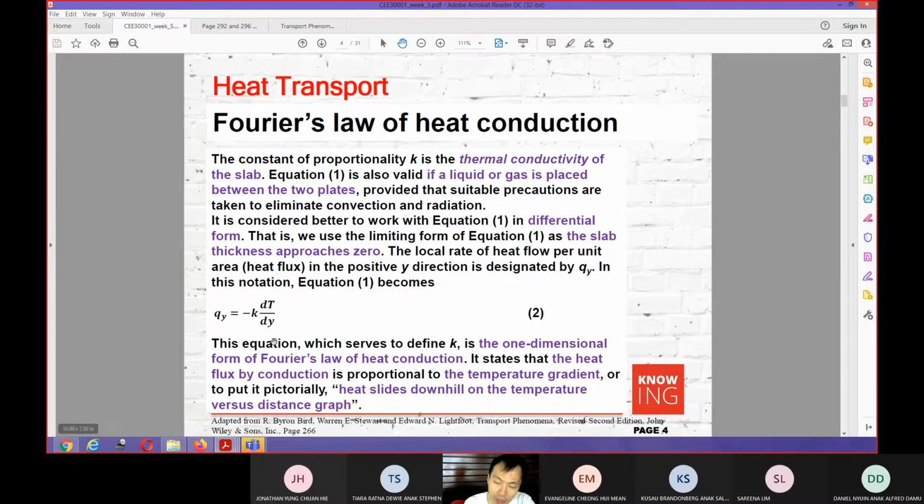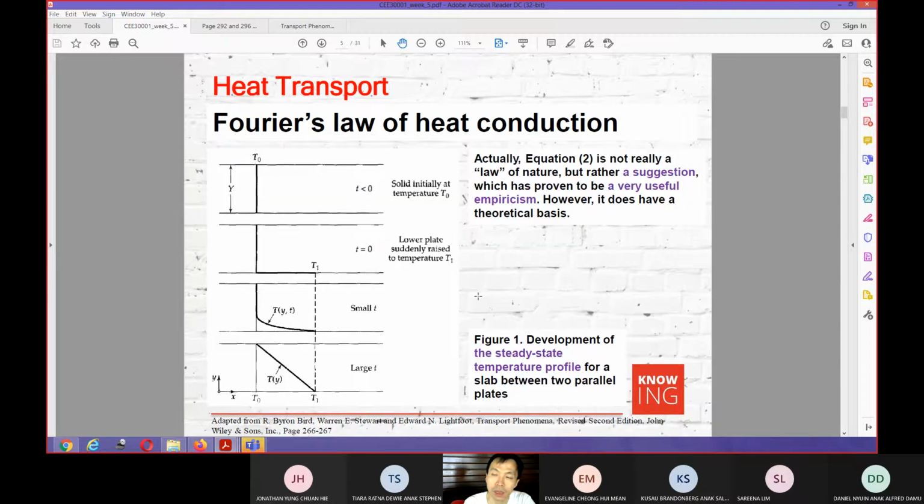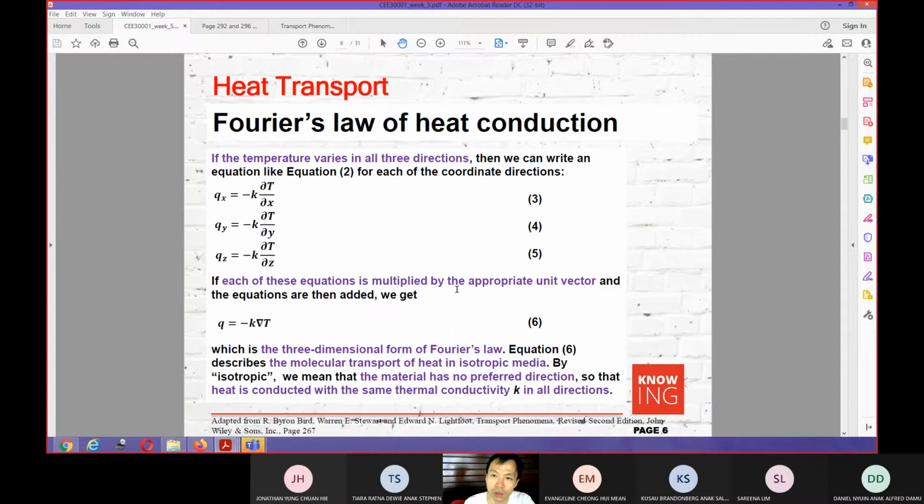Now, the constant K here is called the thermal conductivity. And if you see this physically, you can put it pictorially: heat slides downhill on the temperature versus distance graph. Now I have to explain these things again, so I will move on to the next one.